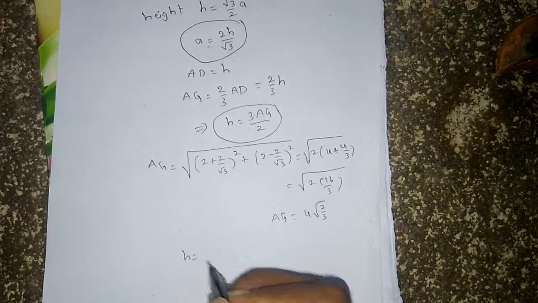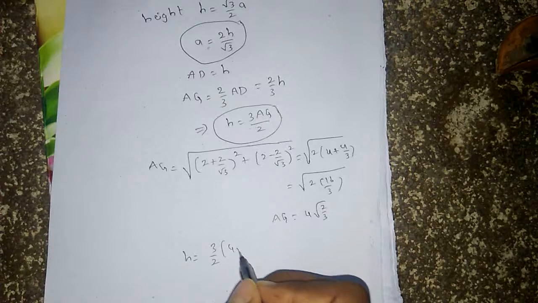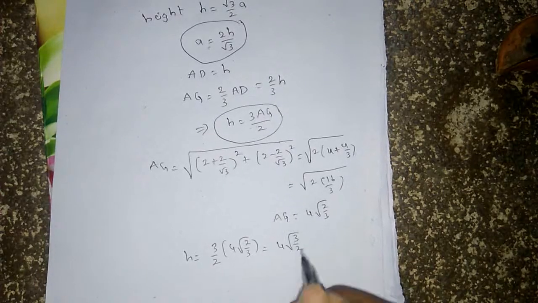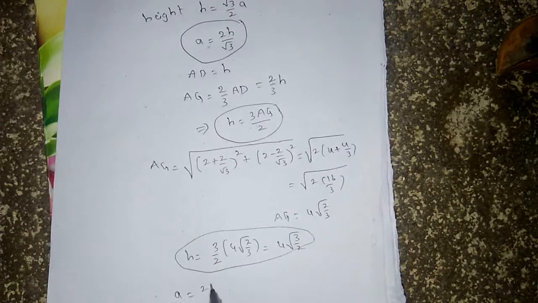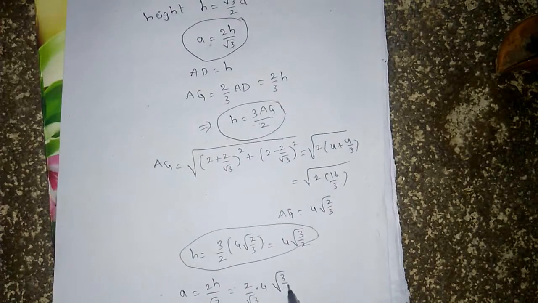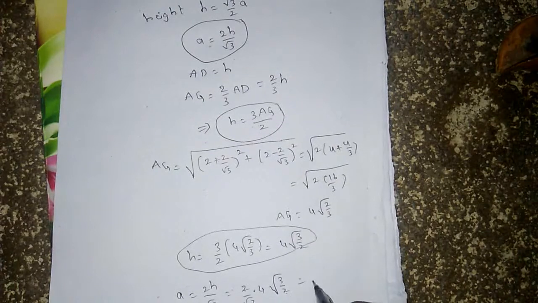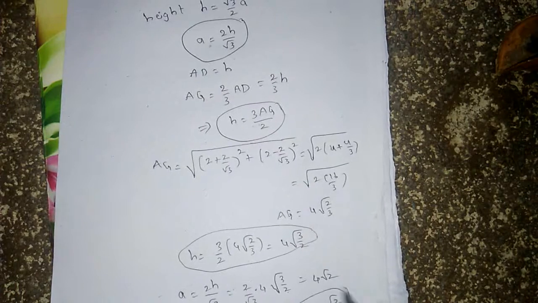Therefore h is equal to 3 into AG by 2, that is 3 by 2 into 4 by root 3, which is 2 root 3. Therefore a is equal to 2h by root 3. Root 3 gets cancelled. Therefore a is equal to 4, the length of its side.